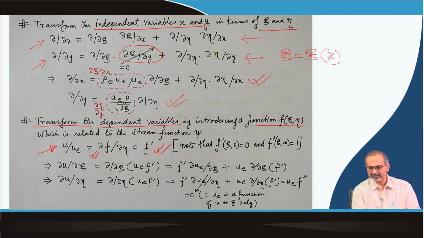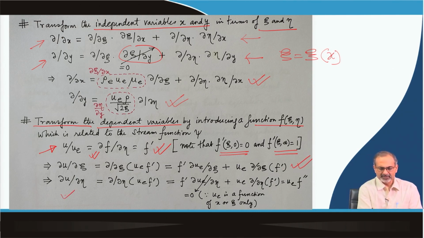Of course, f dash at the wall has to be 0 because that is the no slip condition, and again in the far field where eta tends to infinity, it has to be 1, which is the edge of the boundary layer. Now, del u del xi will turn out to be f dash del ue del xi plus ue times del del xi of f dash, and similarly you can find del u del eta.